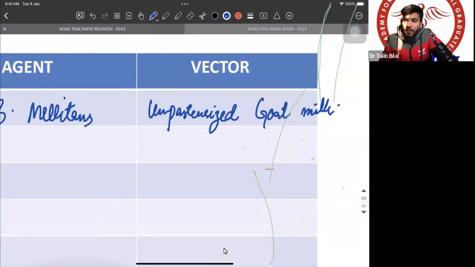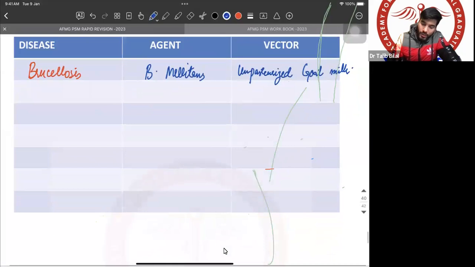Guys, methods of boiling of the milk, pasteurization, Halter-Wald method. Then cauliflower count we check. Then we go for the methylene blue test. Check those tests in the workbook. Okay, brucellosis, B melitensis, unpasteurized goat milk.